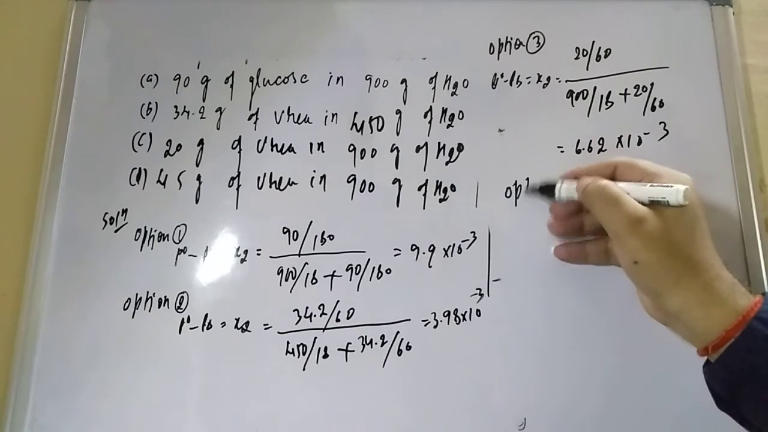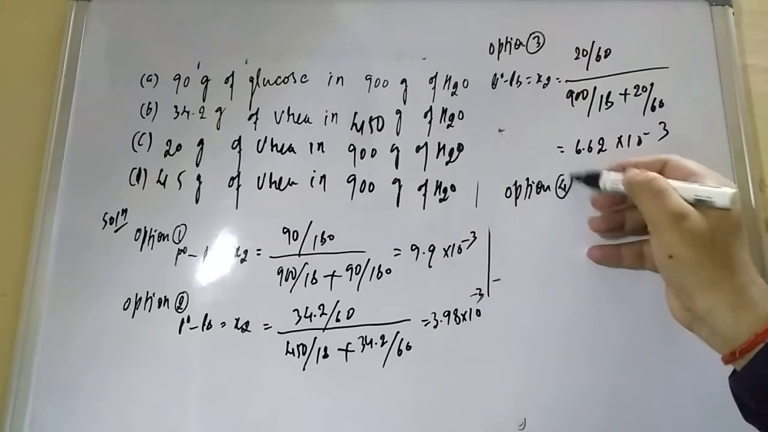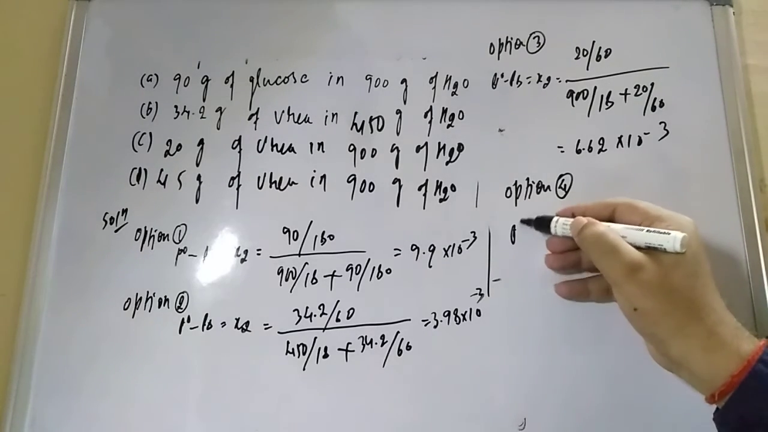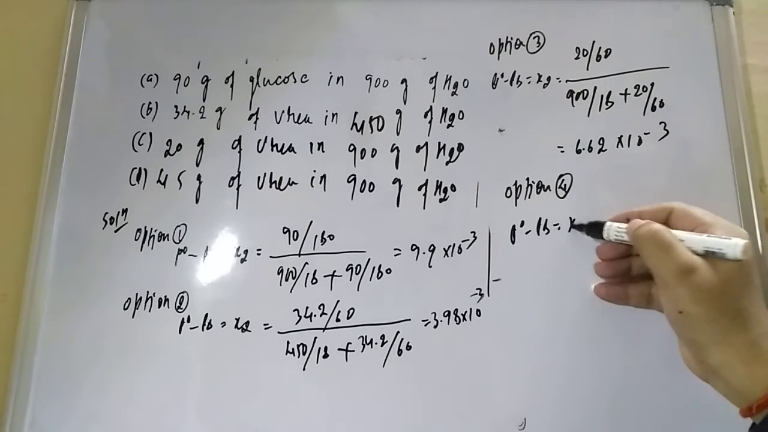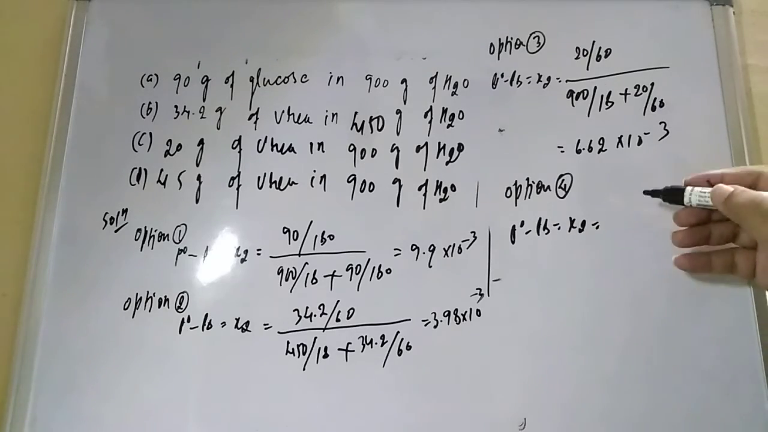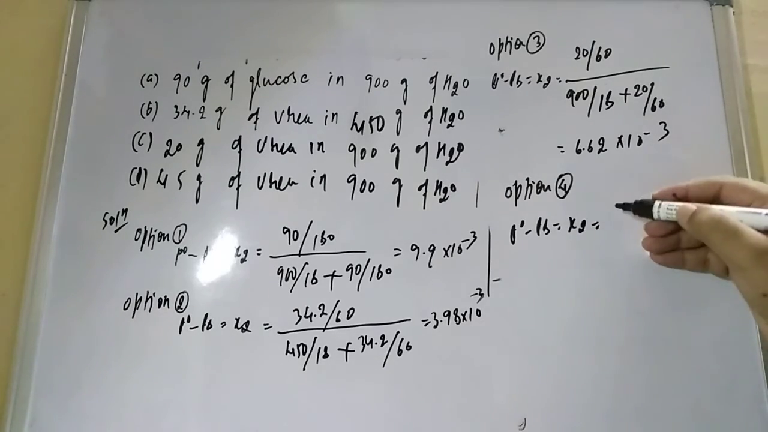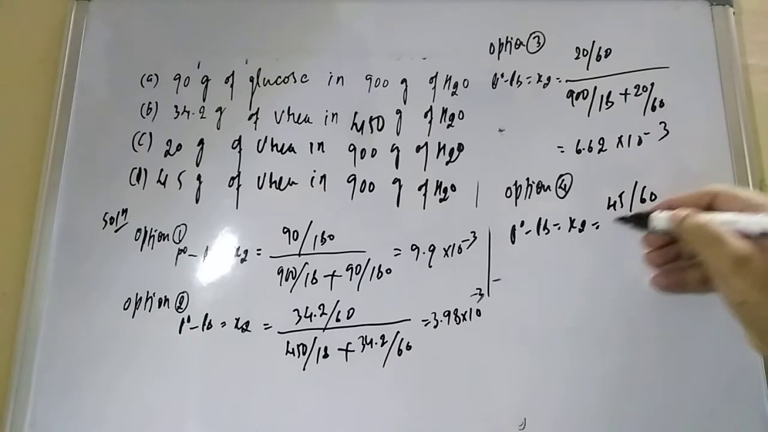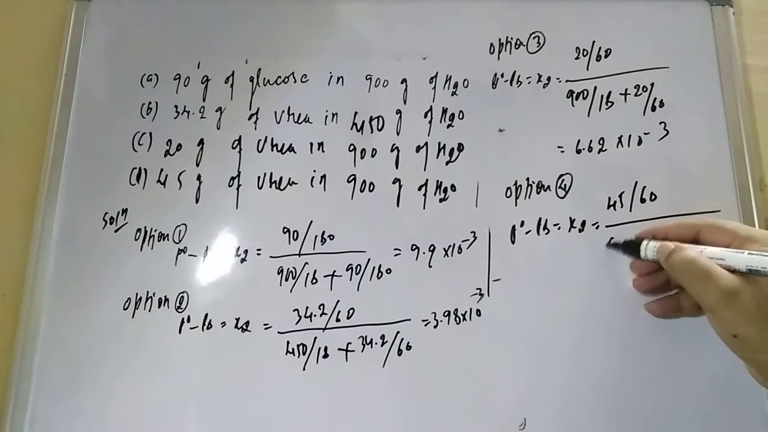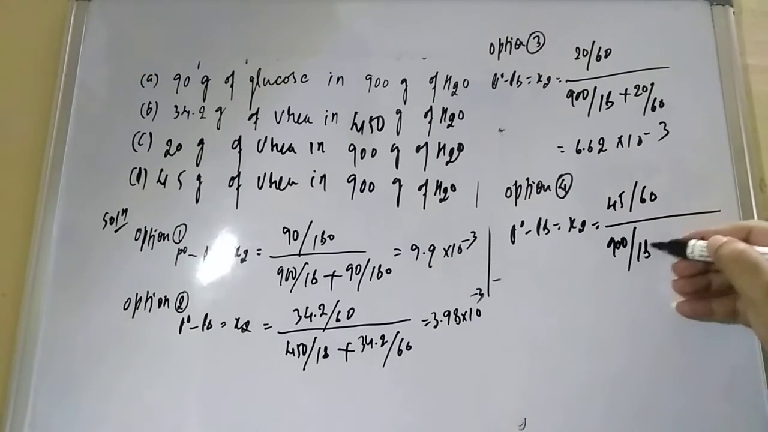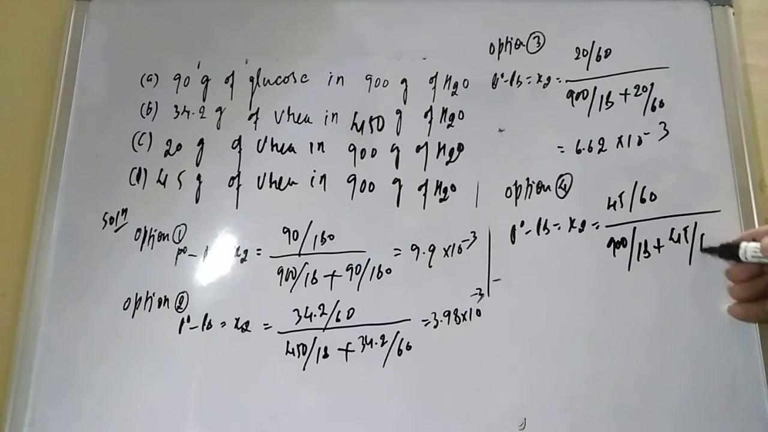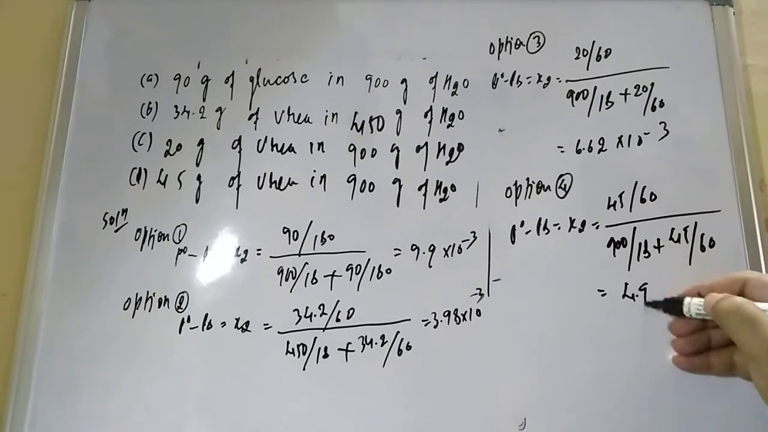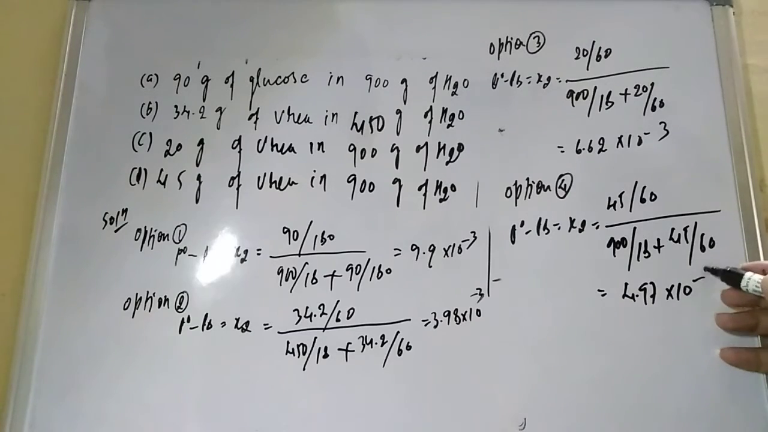Now check option number 4. How much is option number 4 coming to, student? P naught minus PS equals X2, the mole fraction of X2. What have they given? 45. So 45 upon 60 divided by 900 gram of water, so 900 upon 18 plus 45 upon 60. If you calculate it, student, you get 4.97 into 10 power minus 3.